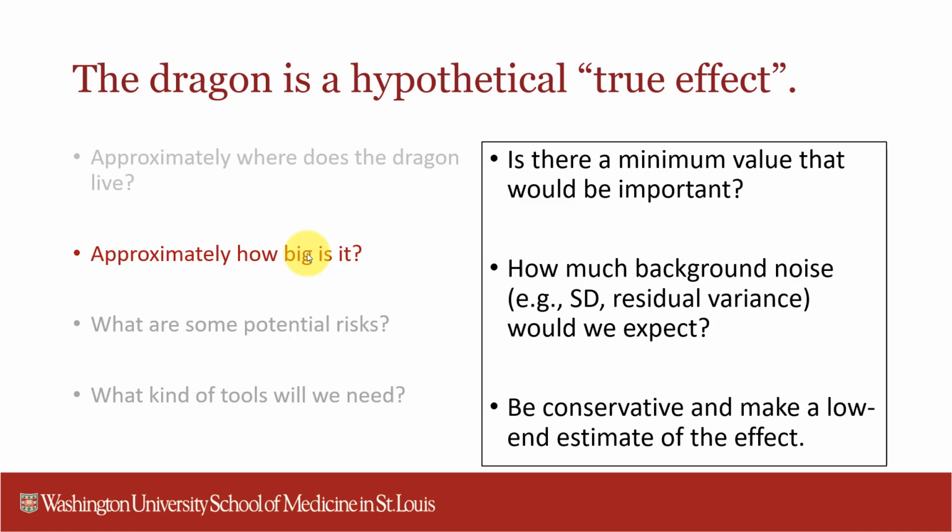And when we're balancing these things, it's important to be conservative and take the low-end estimate, right? Because if we think an effect is much bigger than it is, there's a chance we'll miss it.